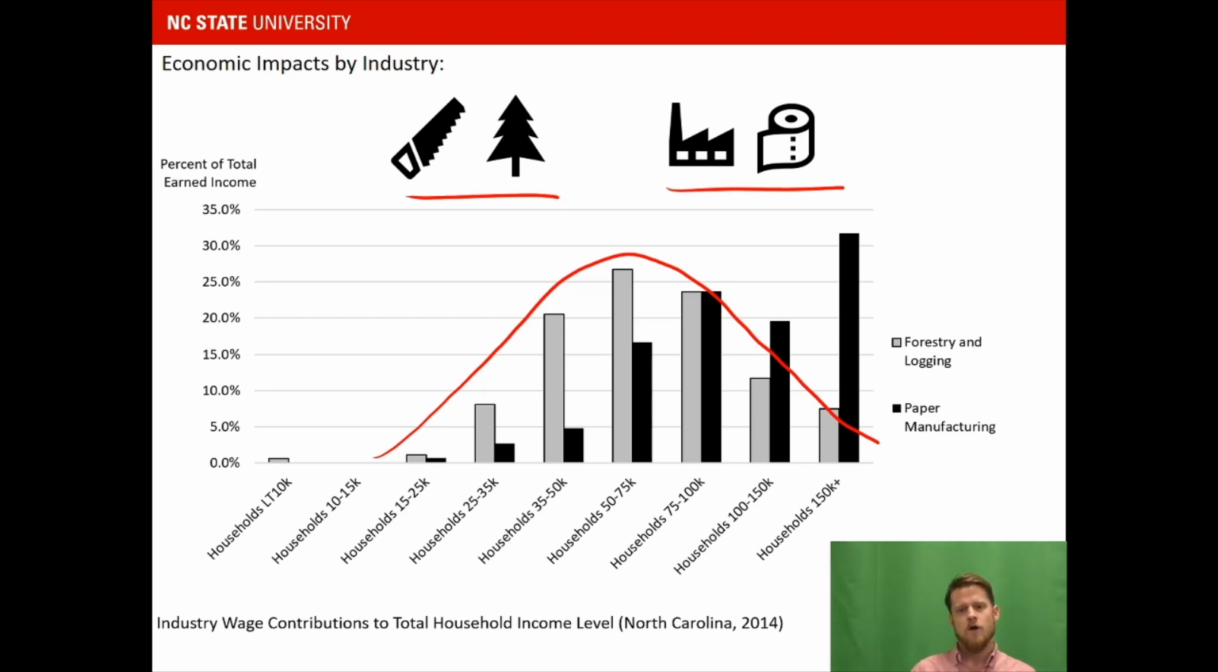Now, when we talk about paper manufacturing, which you might consider more high skilled, maybe you would need a college degree to get that job, that industry is actually paying wages in a structure that looks more like this. So you've got more employees that are making more money, or at least those wages end up in higher income households. And that's going to have a pretty drastic impact on economic impacts. Here's why.